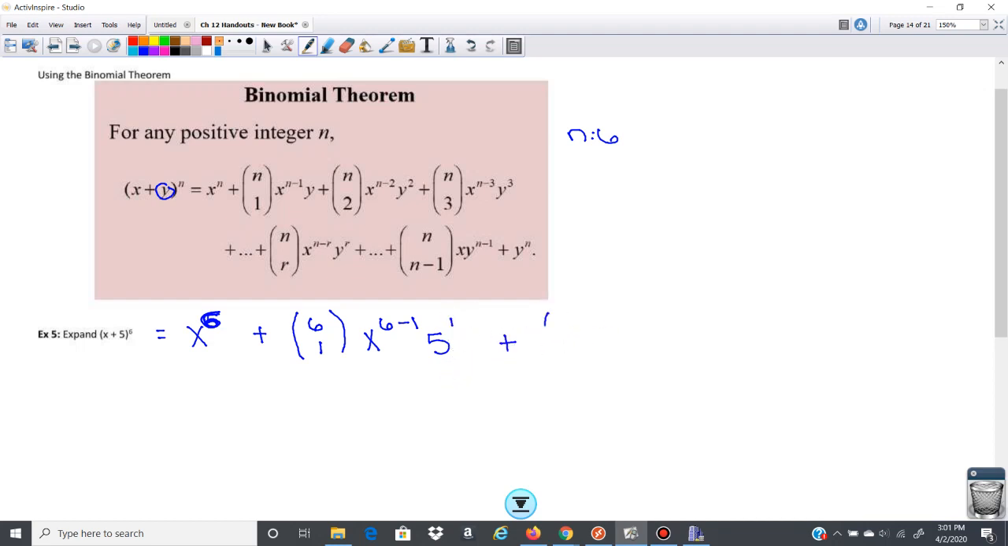Okay, then you're going to go n and 2. So 6 and 2. And then you have your first term to the n, so 6 minus 2, and then your second term, 5, and that's to the second power. So it's always to this bottom number here, 2, 2, 2. Then we're going to repeat that. You're going to have 6 and 3, then your first term, x to the 6 minus 3, and then 5 to the 3rd.